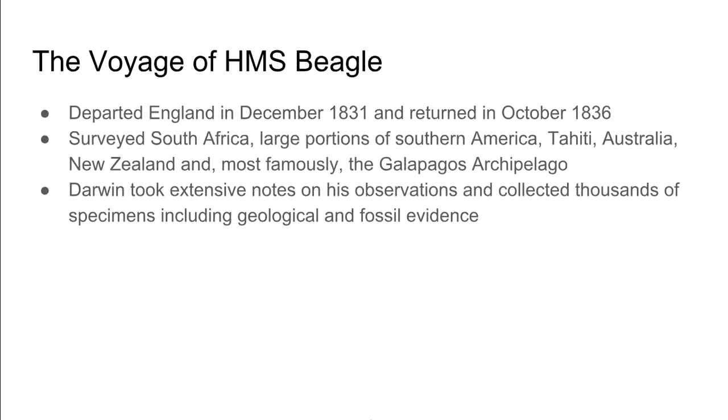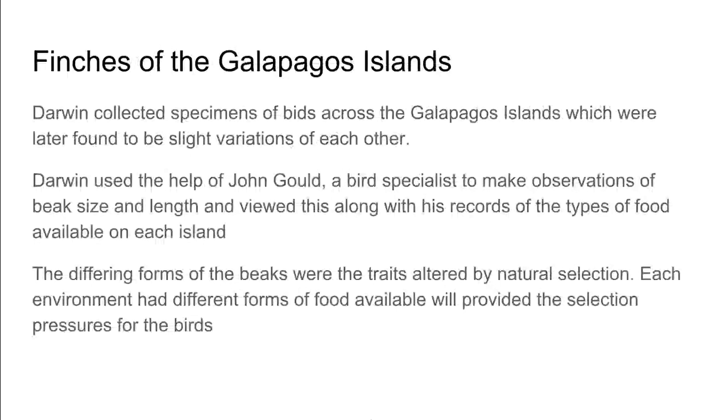So the voyage of the HMS Beagle, this is the voyage on which Charles Darwin went, which allowed him to collect lots of the data which we still refer to today. This voyage departed England in December 1831 and returned in October 1836. It allowed Darwin to survey South Africa, large portions of South America, Tahiti, Australia, New Zealand, and most famously, the Galapagos archipelago. Darwin took extensive notes on his observations and collected thousands of specimens, including geological and fossil evidence.